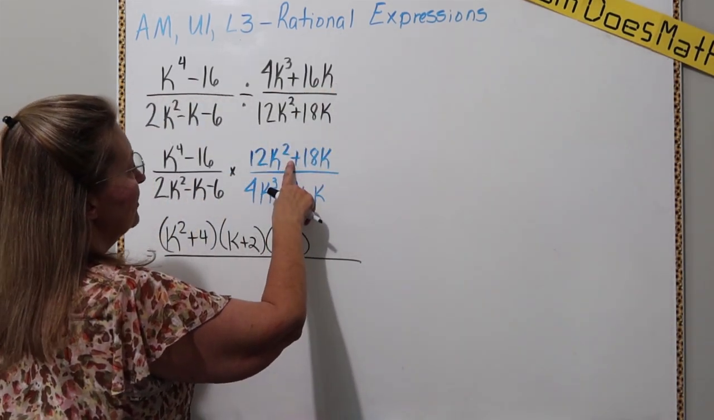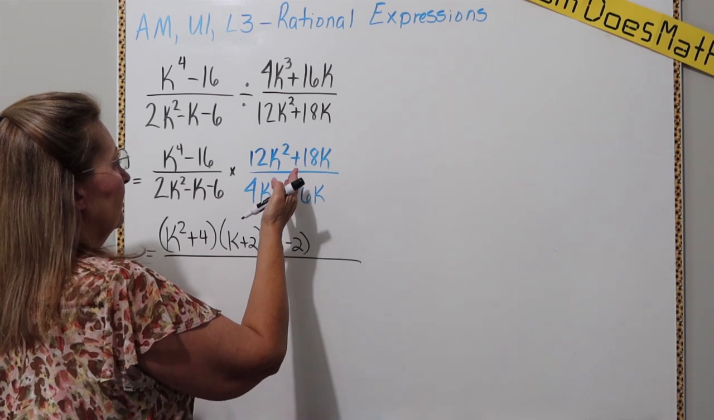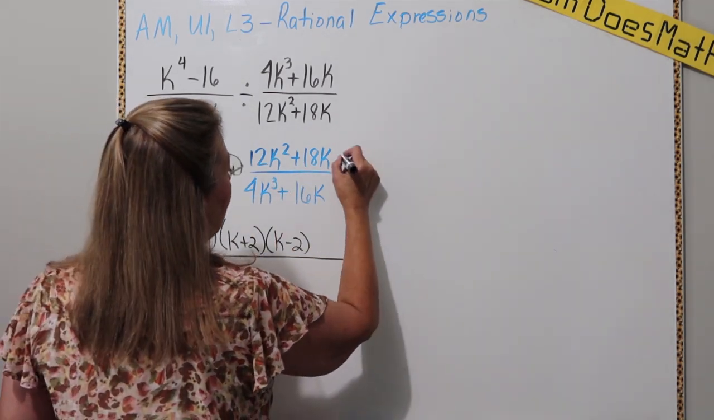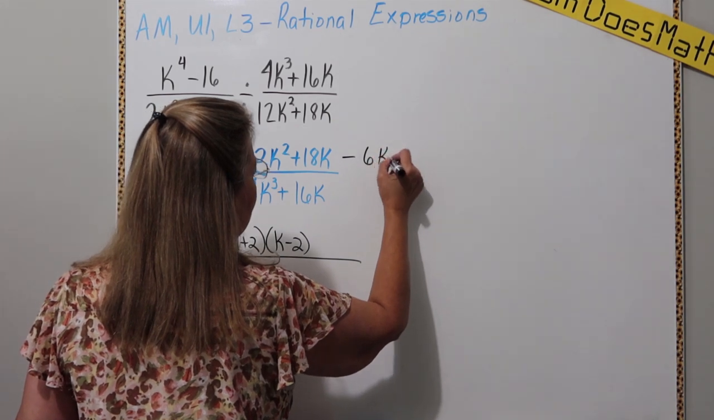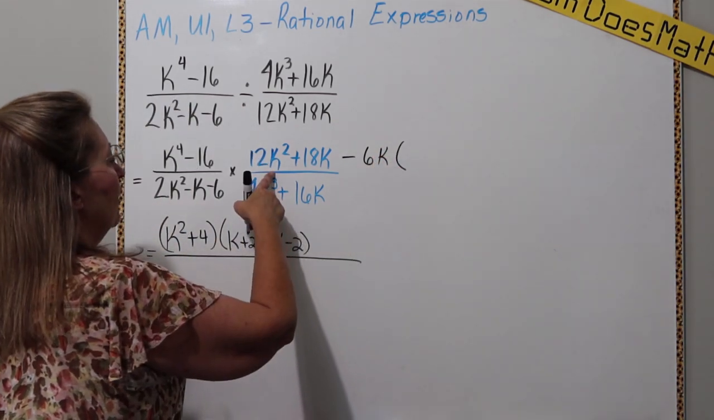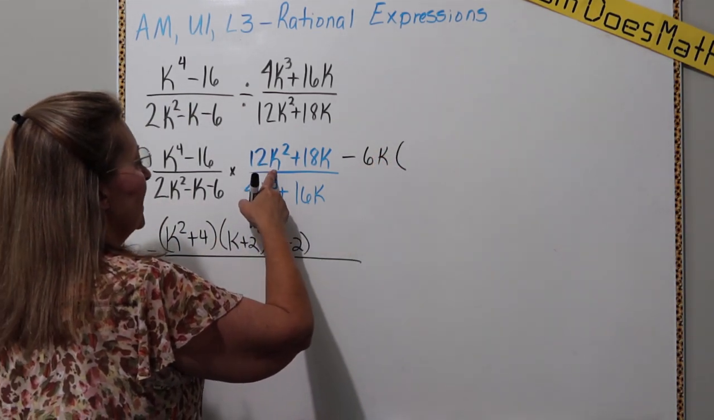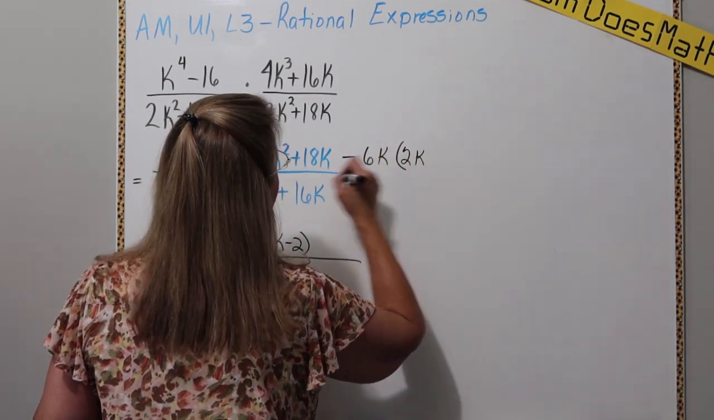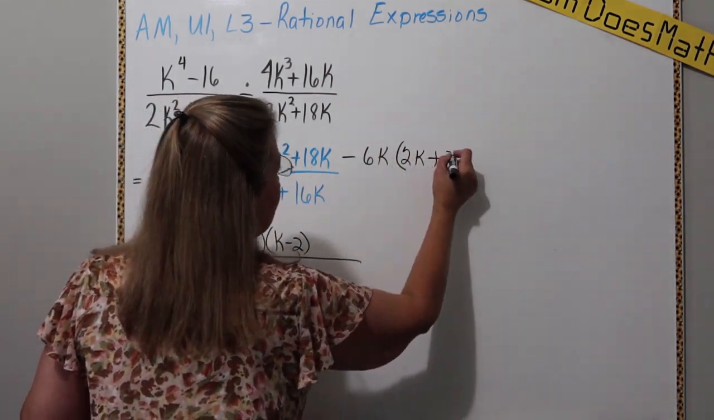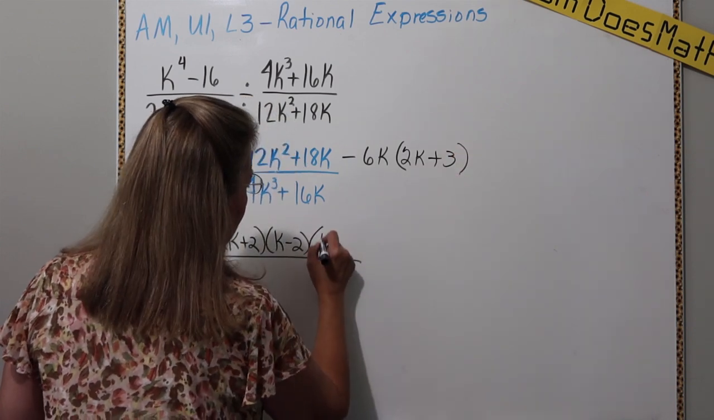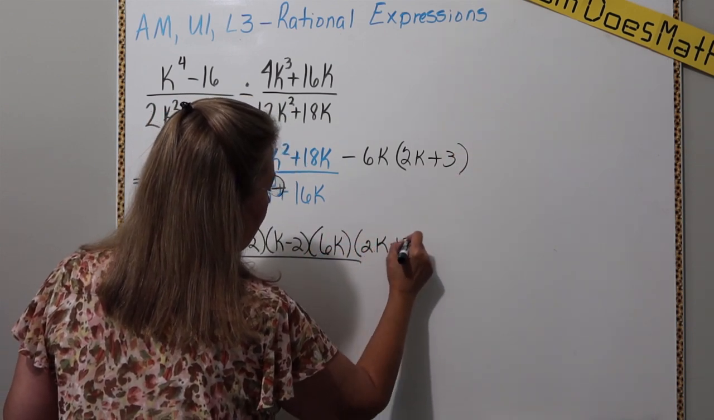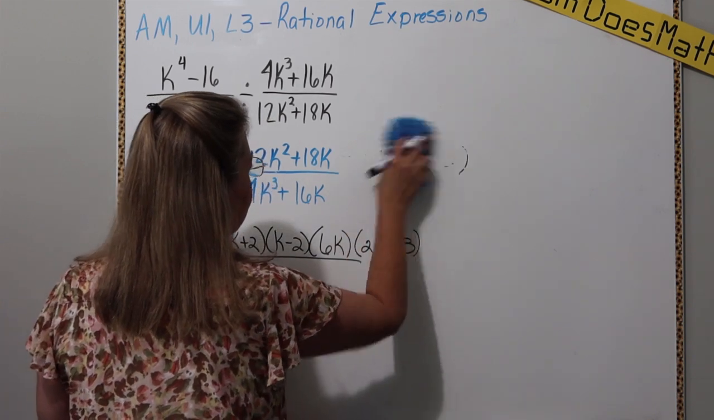Alright, now let's factor this next numerator: 12k squared plus 18k. It's not a difference of 2 squares. Greatest common factor, first of all. That will factor into 6k. What would you multiply 6k by to get 12k squared back? 2k. And it's a plus. And then 6k times 3. So this is just going to be 6k times 2k plus 3.